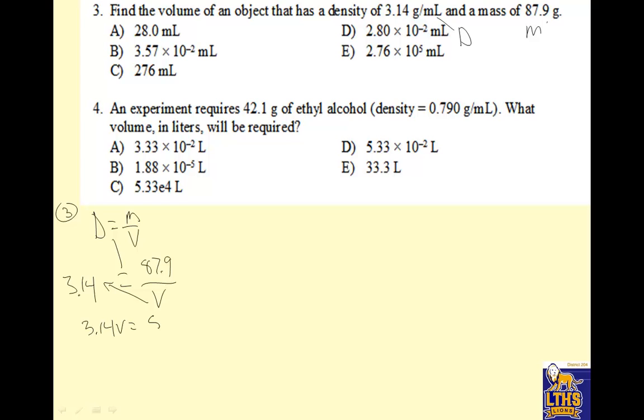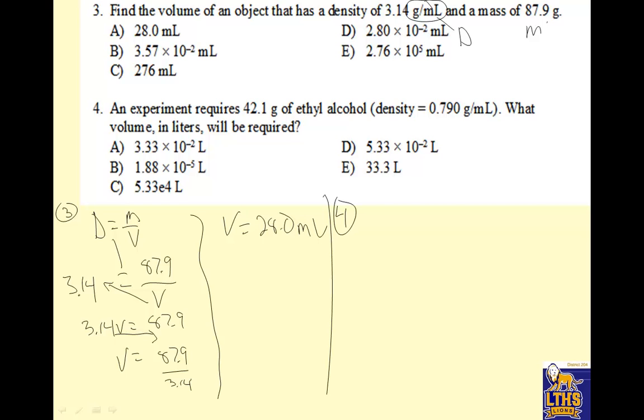So I'm just going to move this over. 3.14v equals 87.9. And then v equals, again, everything's cross multiplication, 87.9 over 3.14. Does the same thing, okay, I promise. So v equals 87.9 divided by 3.14. And that is 28.0. And then density tells me my units, milliliters, because this density had milliliters for my units.